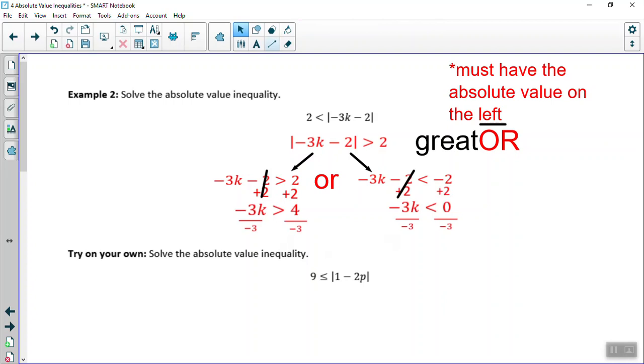Now, the one thing we have to remember is when we divide by a negative number, it flips our inequality symbols. So now my first one, instead of being greater than, is going to become less than. My second one, instead of being less than, is going to become greater than. So k is less than -4/3. Remember, we're going to leave that as a fraction. Or k is greater than 0. And there's our answer. And now we're done with that one.